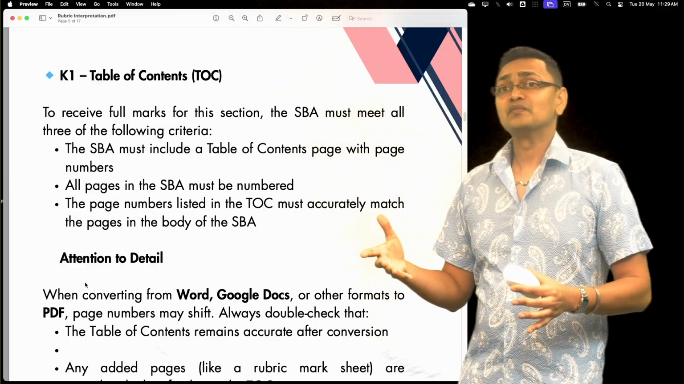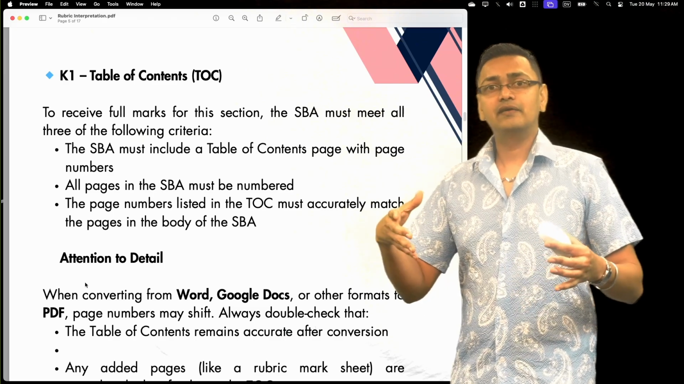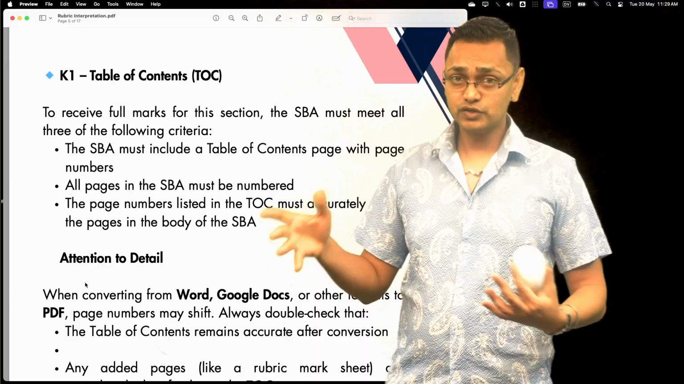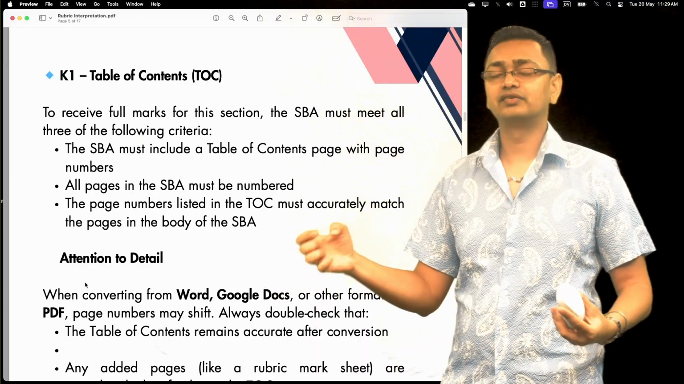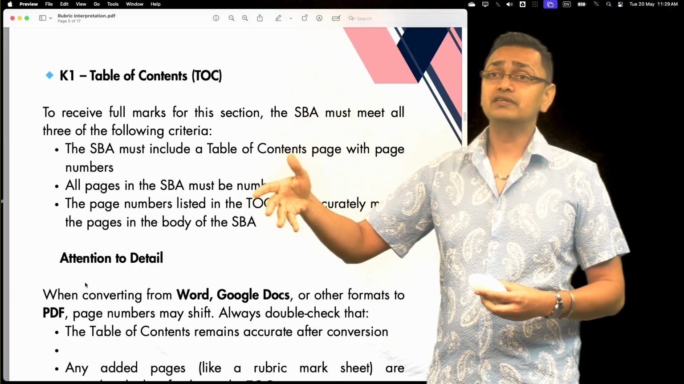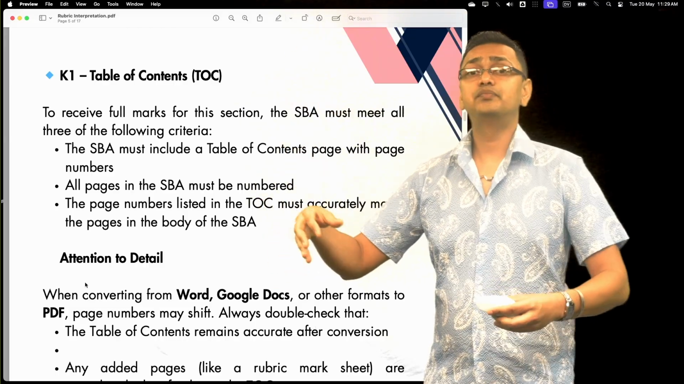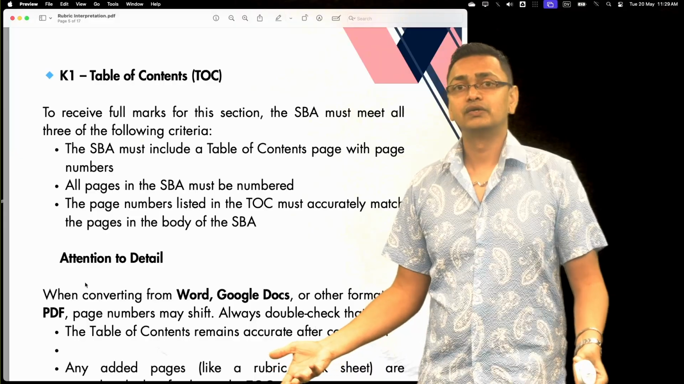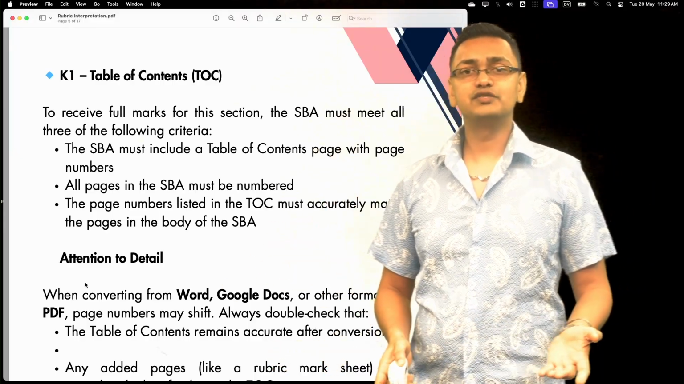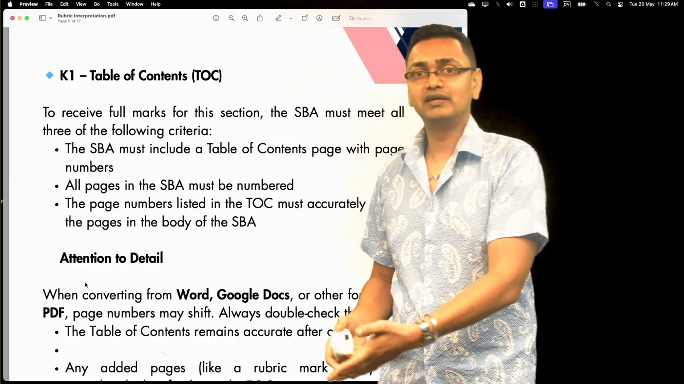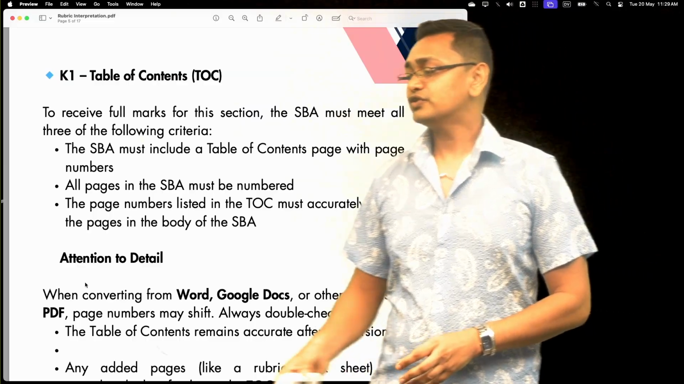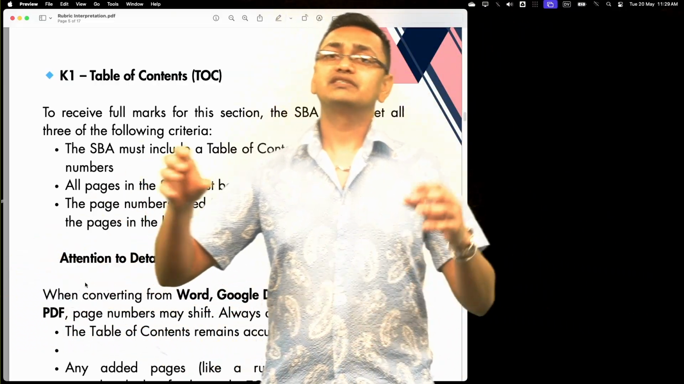We've seen, and again, when I say we, I'm speaking about the individuals who I spoke with who have experience with this, so I'm speaking on their behalf. They have seen SBAs with table of contents and the project is not numbered. So obviously it's not a valid table of contents because you can't go to page 5 because the pages are not numbered. And then the third thing that you need to be sure about is that the pages actually match.